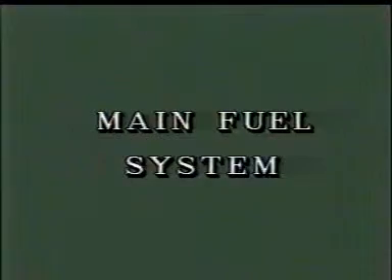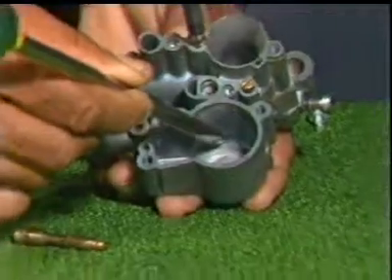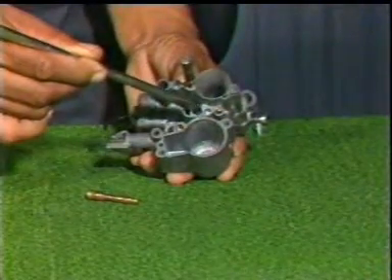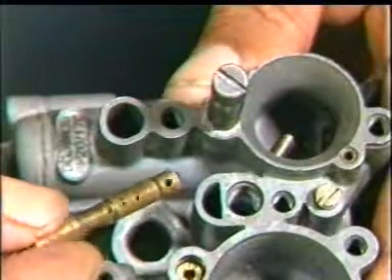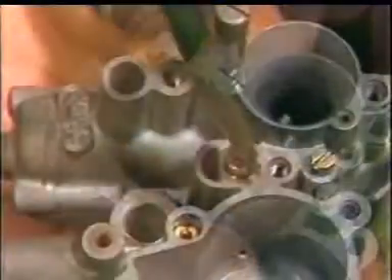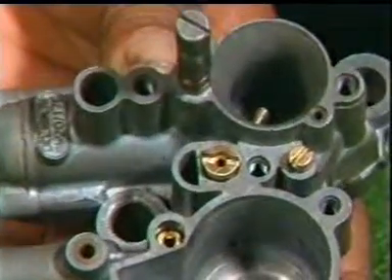Most of the time during engine operation, the fuel is used from the main fuel system. The fuel leaves the float chamber through a carefully sized hole and enters into a plug called main jet. From here, it is carried to the venturi through a nozzle.